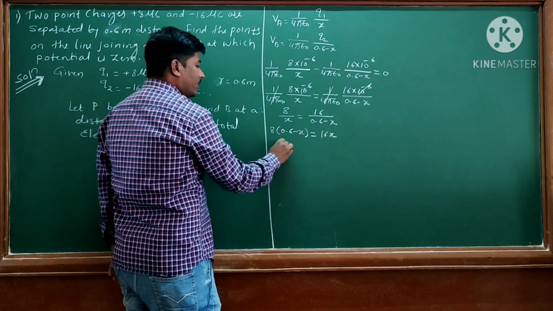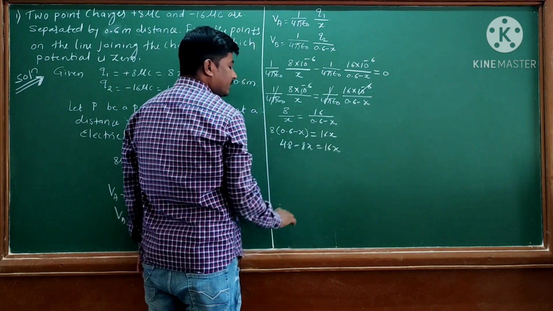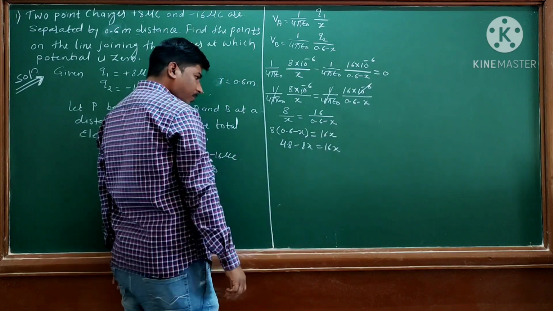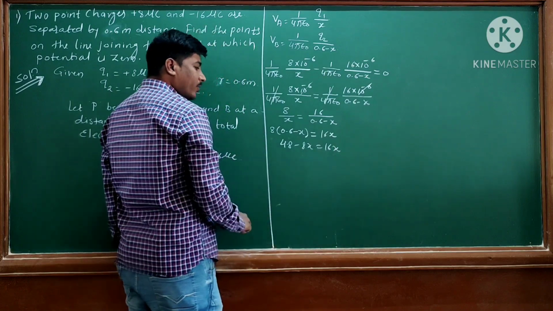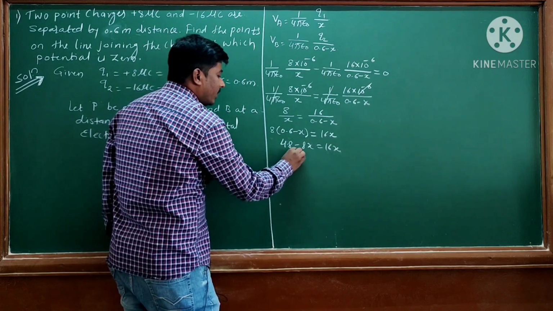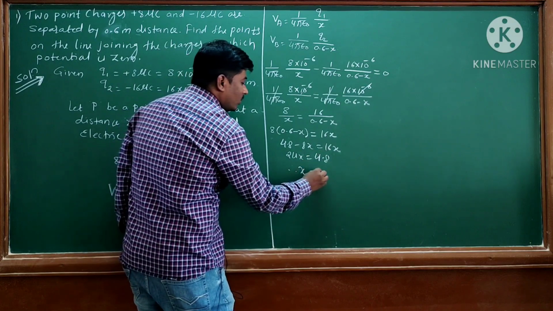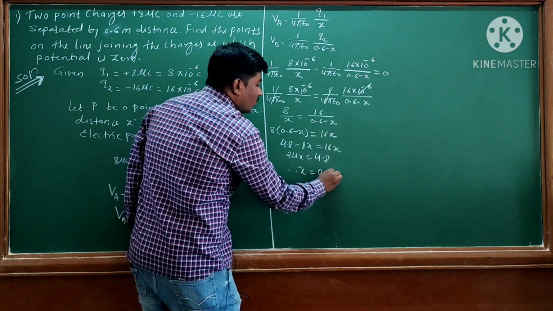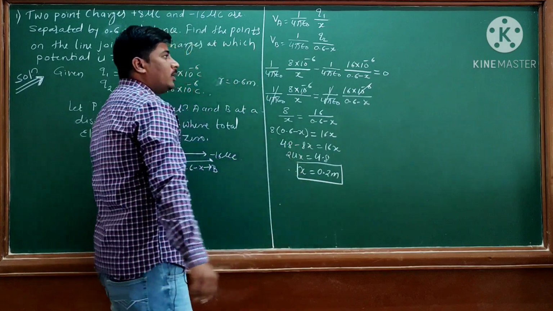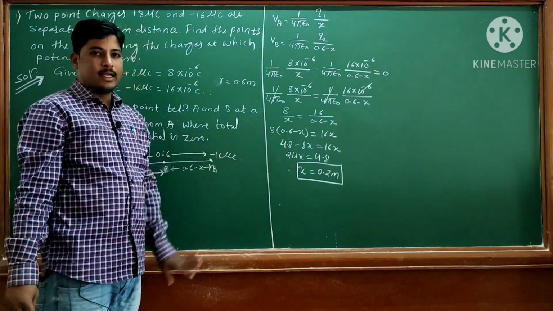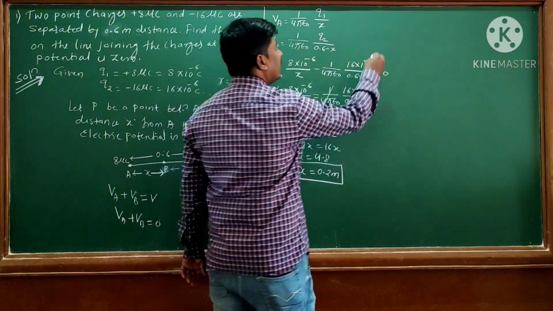So cross multiplication, 8 into 0.6 minus x, which is equal to 16x. So 8 into 0.6, it is 4.8 minus 8x, which is equal to 16x. So minus 8x becomes plus 8x. So plus 8x plus 16x, which is equal to 24x. So it is 24x is equal to 4.8. Therefore x is equal to 0.2 meter. x is equal to 0.2 meter. This is the distance between the points we get here, right.